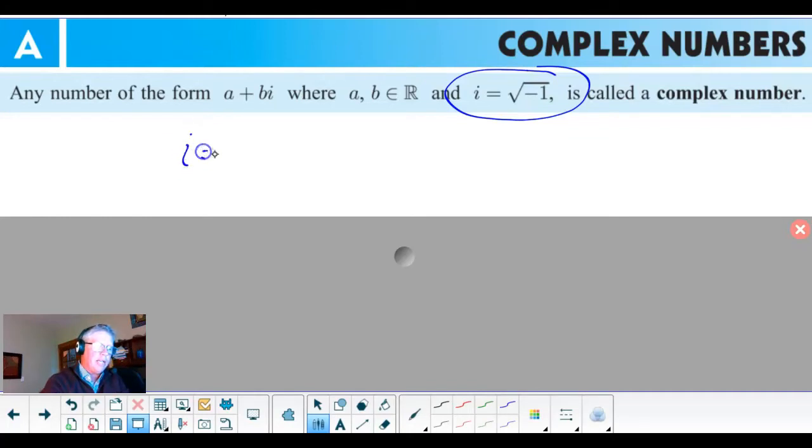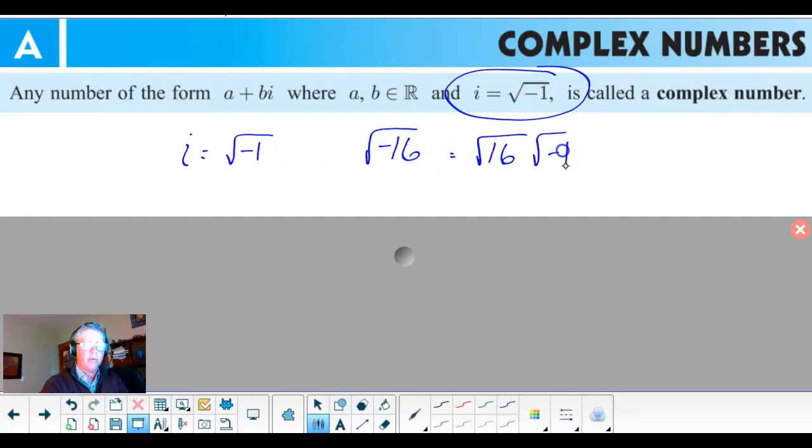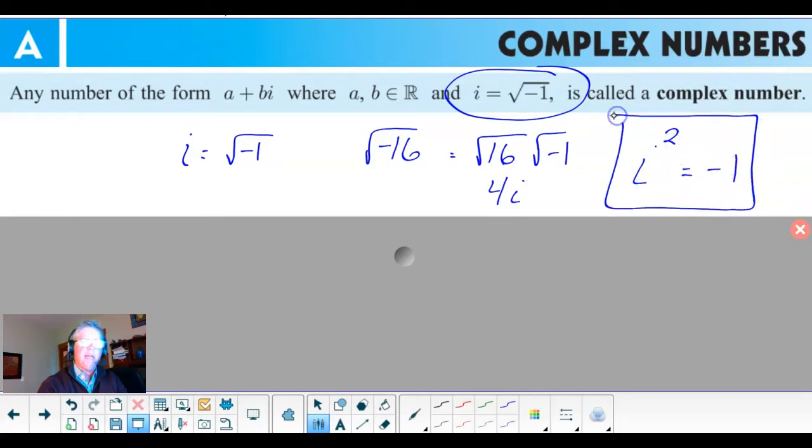i is going to take the square root of -1. So if you had the square root of -16, you could rewrite that as the square root of 16 times the square root of -1. And we all know that that can be written as 4i. I will also throw out the idea that i squared is equal to -1. Anytime you see an i squared, you need to put a -1, or more importantly, you can put a -1 or an i squared wherever you see a -1.